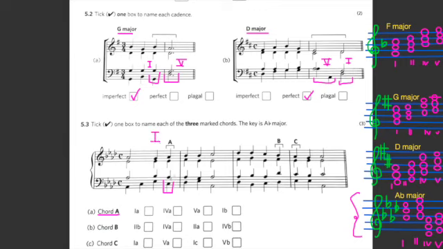Our next step is to check this note down here. That note is a C. So let's check our chord 1, moving all the way over here to the right hand side. C is the second note of our root chord, so that would be a 1B chord. So we can tick that.